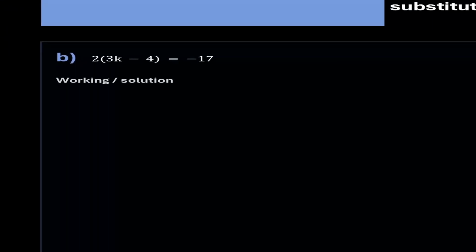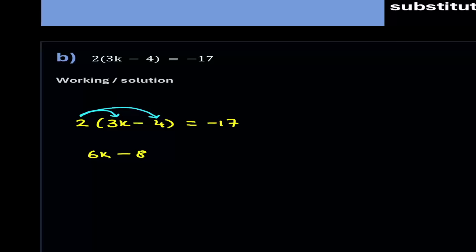Okay, what about this? 2 brackets, 3k take 4 equals to negative 17. 2 brackets, 3k take 4 equals to negative 17. What we want to do first is expand our bracket. So we're going to do that times that, and then that times that. So 2 times 3k is 6k. And 2 times neg 4 is neg 8. And that equals to negative 17.